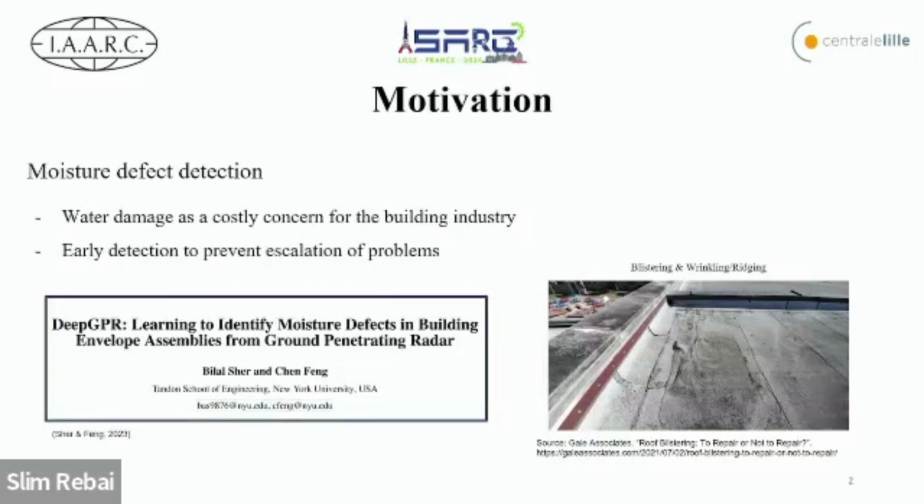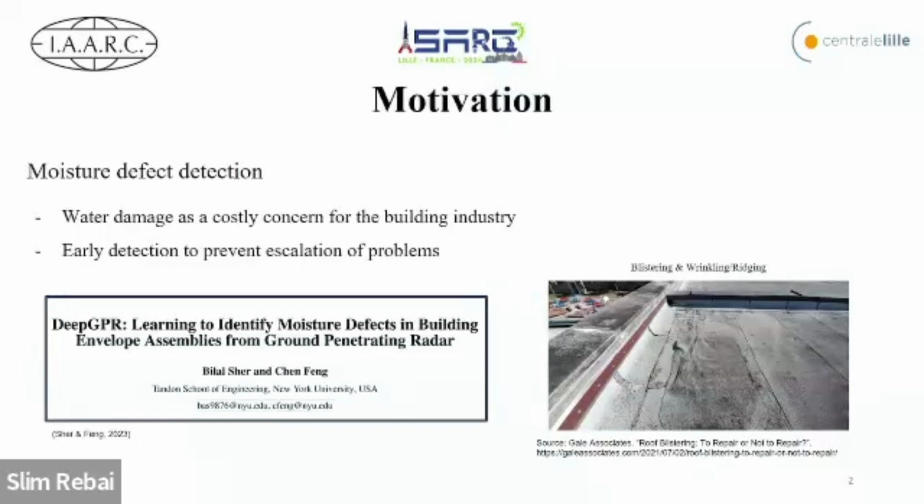Moisture damage is a significant concern for the commercial building industry as it contributes to a lot of structural damage to buildings as well as reducing their overall energy efficiency. If we had a robust and reliable detection system that can find these problems early and prevent them from escalating to bigger problems, of course, that would be very desirable.